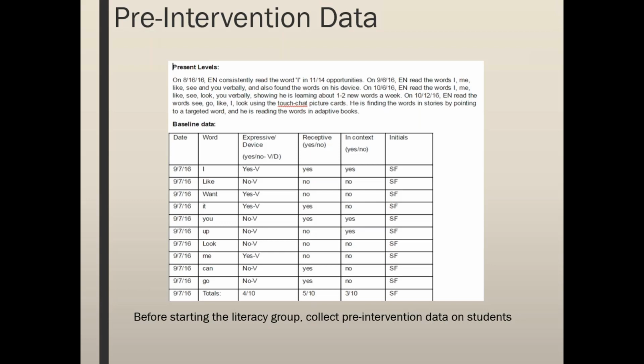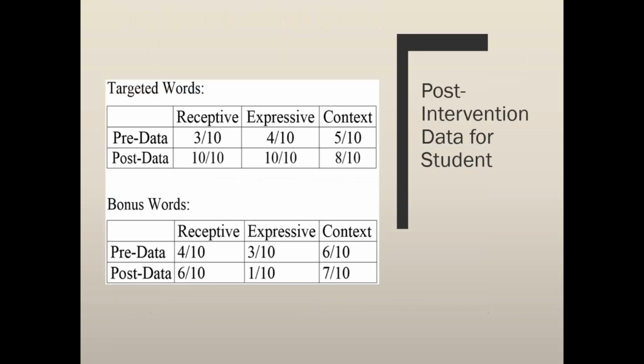So you can see at the beginning of 2016, the student knew 4 out of the 10 words expressively, half the words receptively, and only 3 in context. So I used this data, I did it for my entire class, and from there I said, oh, well, the majority don't know look. Most of them know I, so maybe I don't need to use that word in this chunk of intervention time. So I use that data to guide my instruction.